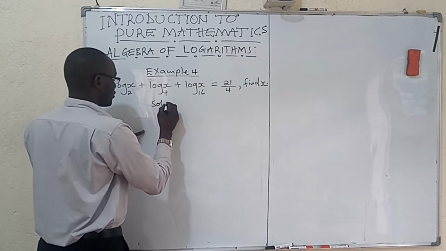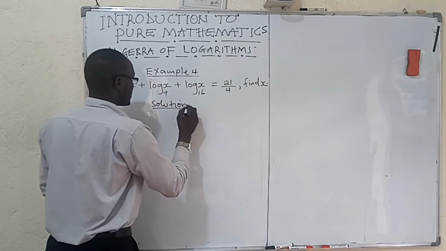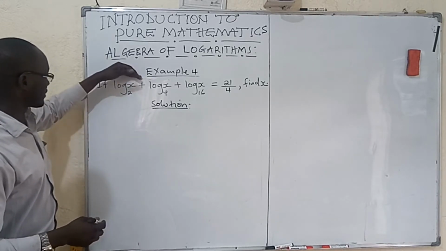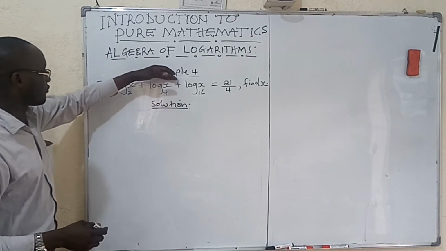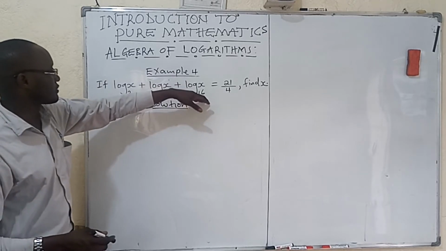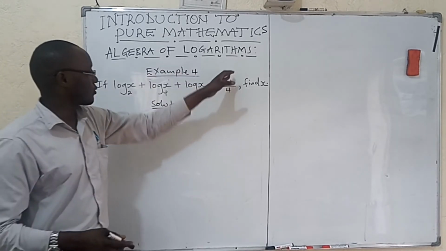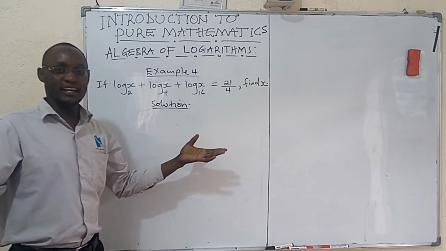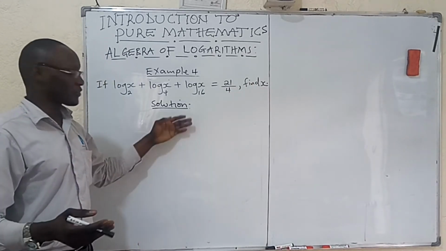So in the solution, first of all, we need to read the question, understand. If log base 2 of x plus log base 4 of x plus log base 16 of x is equal to 21 over 4. Find x. Is it possible to find x? Oh, let us cause correct changes.